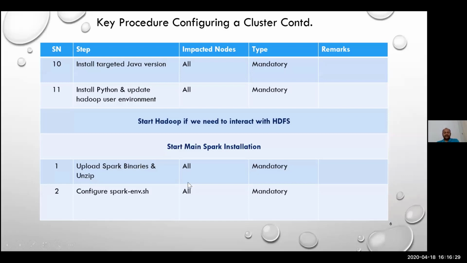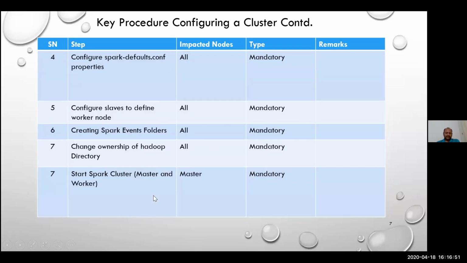After that, we can go into the main Spark installation. It's about the same: we need to upload the Spark binaries, unzip them, and place them in a folder which can be accessible by all users. And then we need to configure the Spark environment shell, and then some default properties.